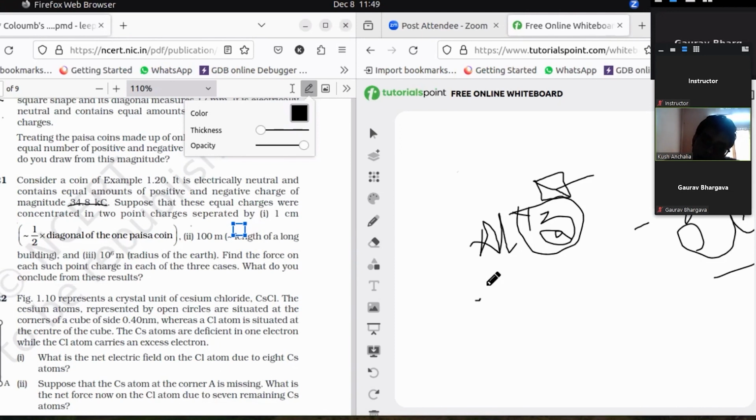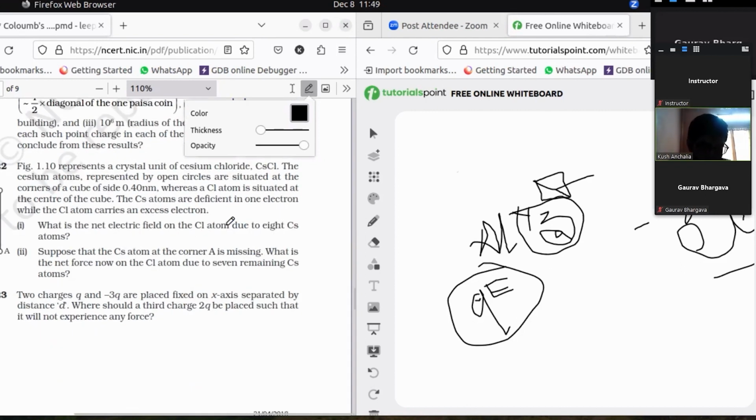Force is what? Electrical, QE. So the net force on the surface is 0 because flux is 0. Net force should be equal to 0 at any point on the surface unless we inject some Q by r square.